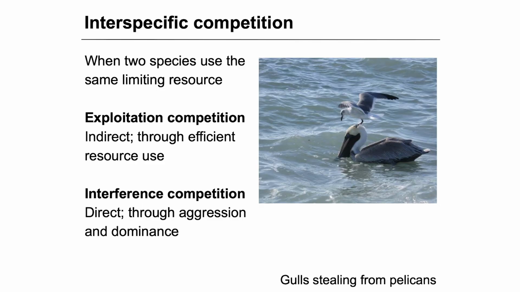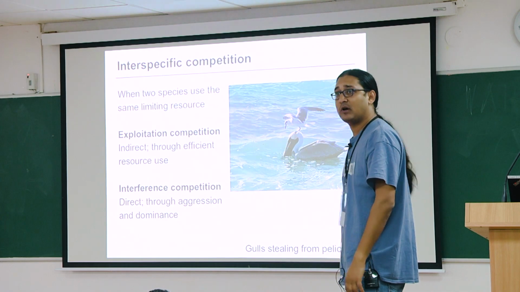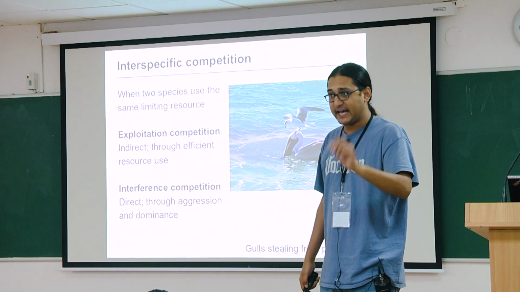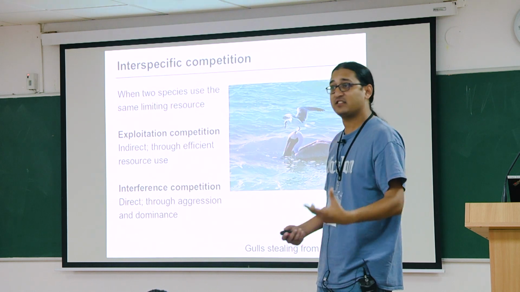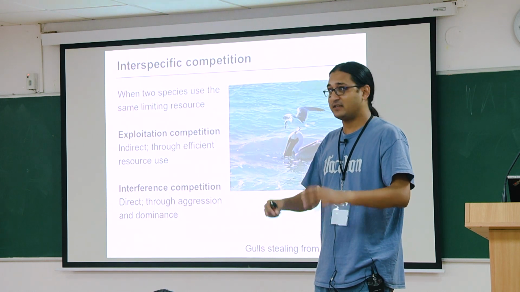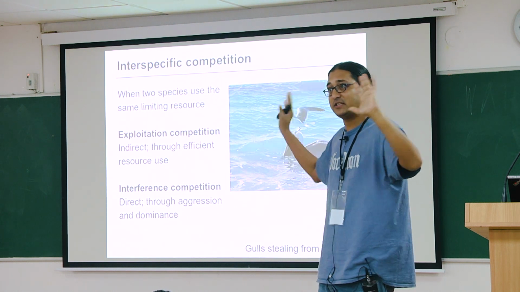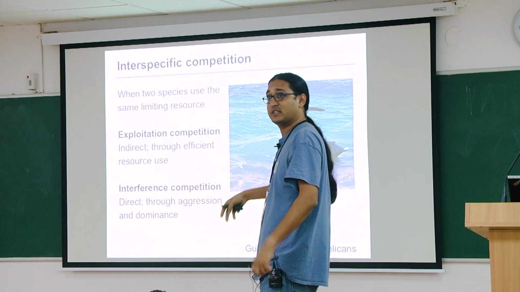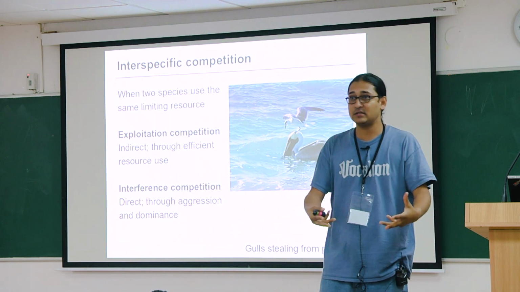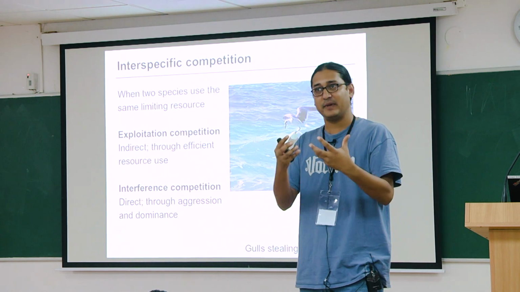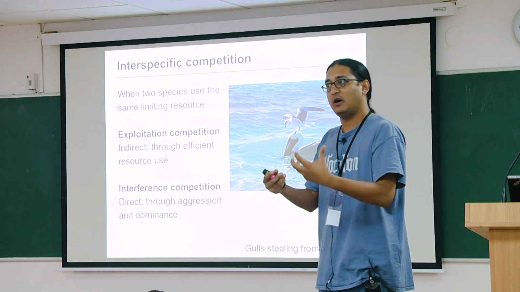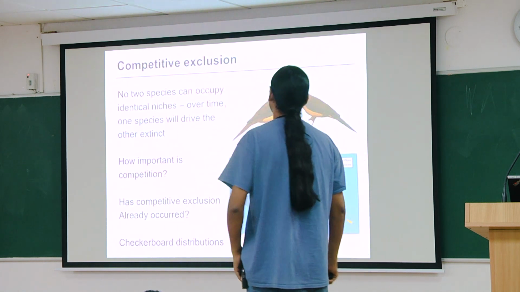There's also interference competition, and that's direct, right? That's, I will steal food from you, I will harass you and steal food from you. So for example, this is a pretty common one. Pelicans go out fishing, and they catch fish and come up, and the gulls harass them so much that the pelican says, okay boss, lay down, I don't want this fish anymore. So this is what's called interference competition. It's direct, it's through aggression, it's through dominance, and it's basically snatching resources away from another species.